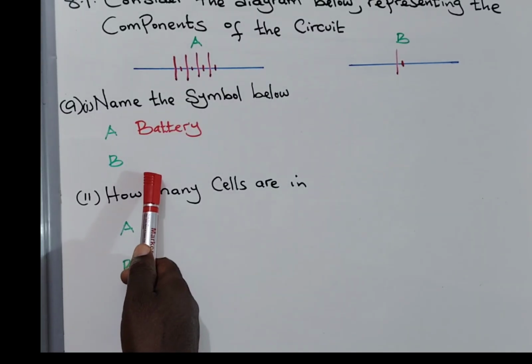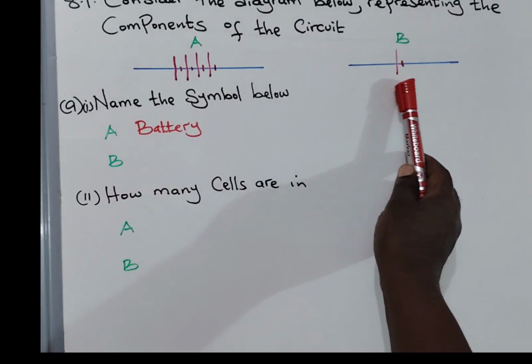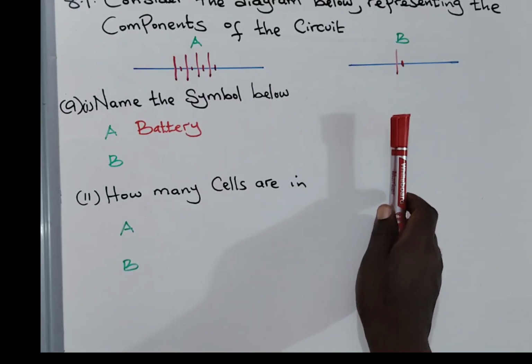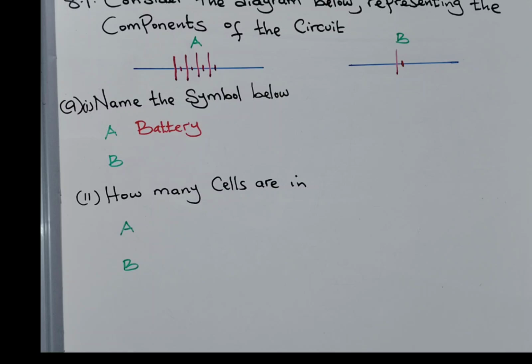And what is B? B, we are seeing just one standing cell. So B is a cell or electric cell.